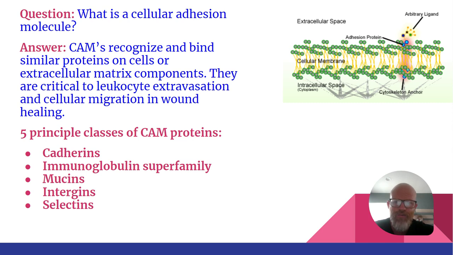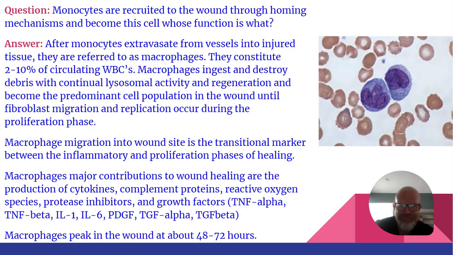The next question, what is a cellular adhesion molecule or a CAM? CAMs recognize and bind similar proteins on cells or extracellular matrix components. They are critical to leukocyte extravasation and cellular migration in wound healing. The five principal classes of CAMs are cadherins, immunoglobulins, mucins, integrins, and selectins.